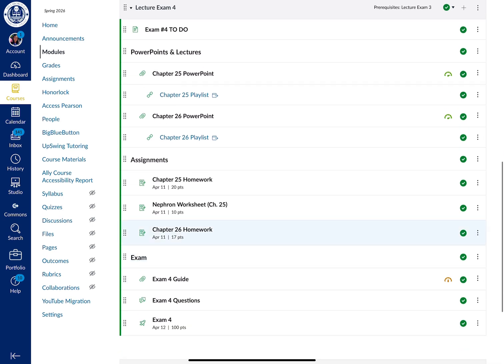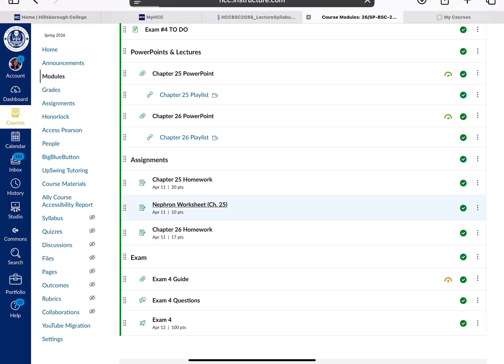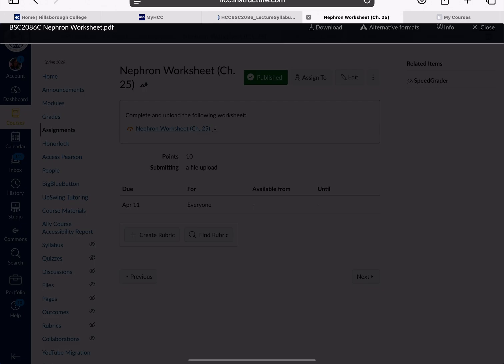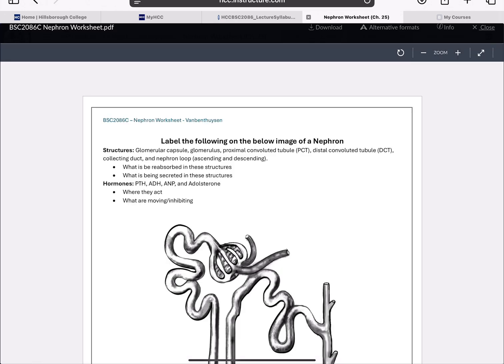If you look, we have our typical chapter 25 and chapter 26 Pearson homework. There is a nephron worksheet, and this is a really good study tool as well. Basically your goal here is, yes, label it. Are there any visual labelings on your exam? No, but it will help you understand what's going on if you do label it.